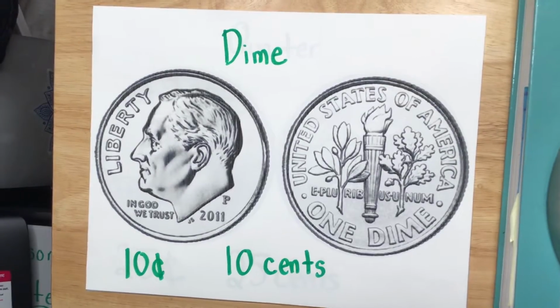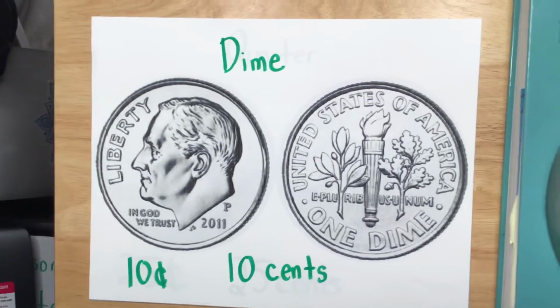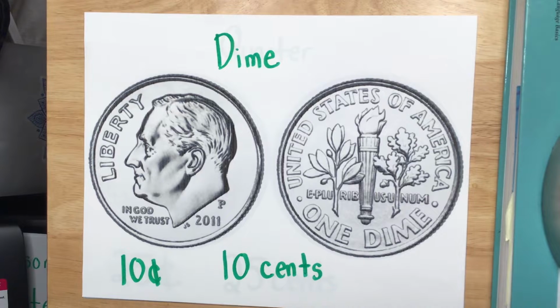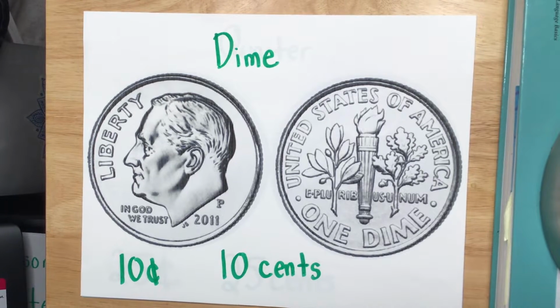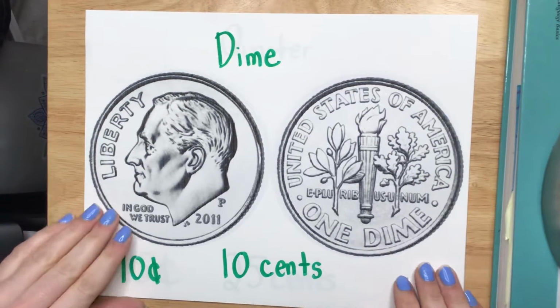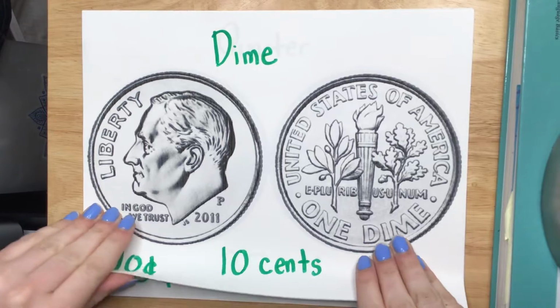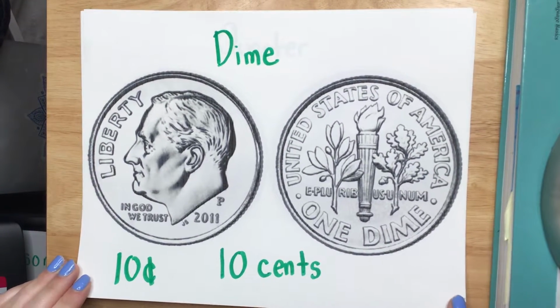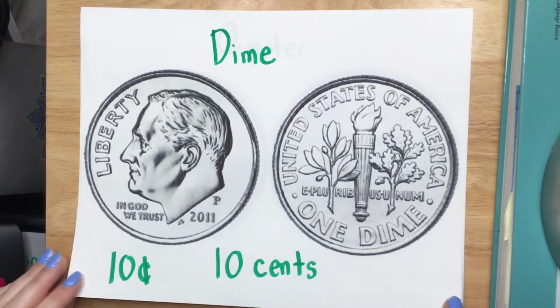Then we have a dime. A dime is worth 10 cents. I want you guys to remember that the dime is actually the smallest coin that we have, but it is worth 10 cents. It is smaller than the penny, it is smaller than the nickel, and it is worth 10 cents. Sometimes we get confused between the nickel and the dime, because they do look alike, but the dime is smaller than the nickel, and the dime is worth 10 cents.